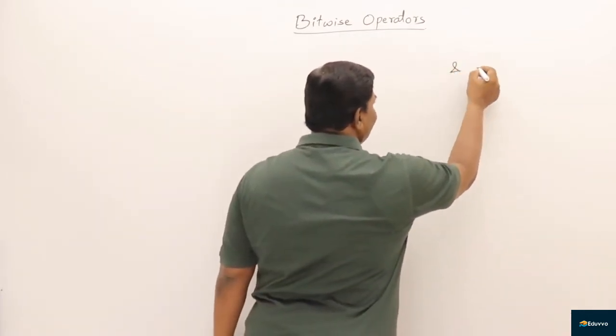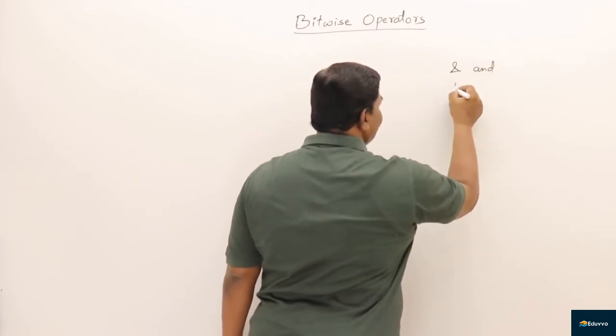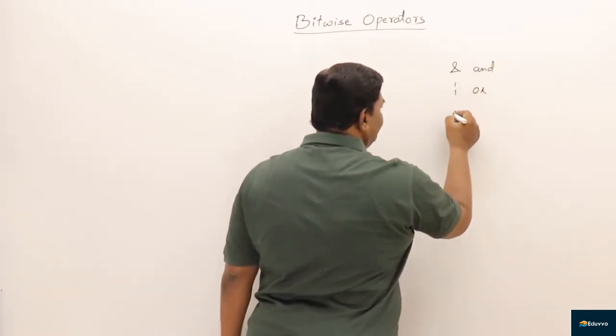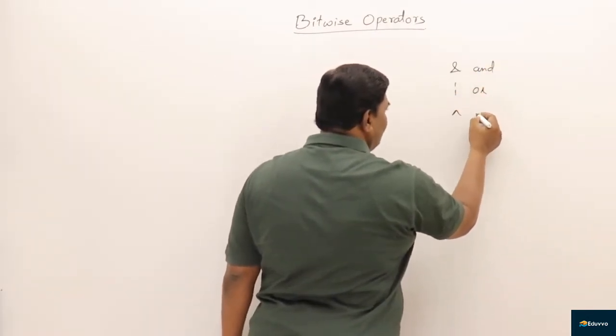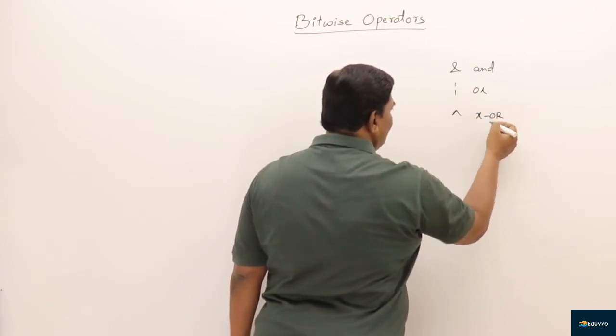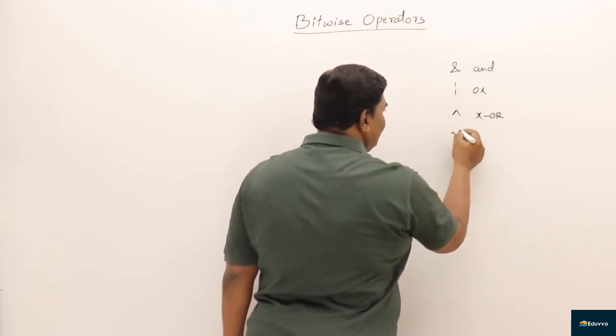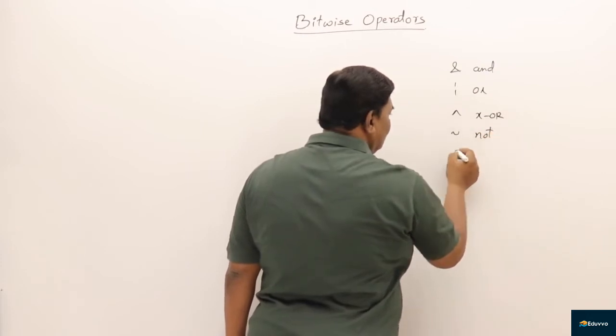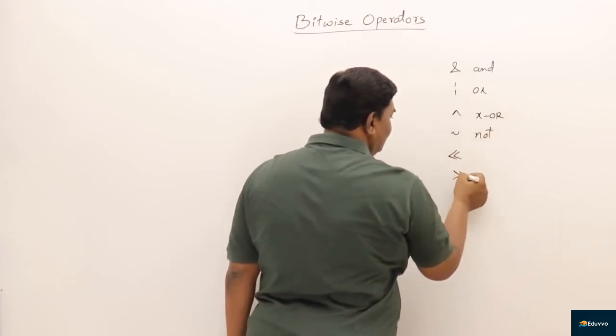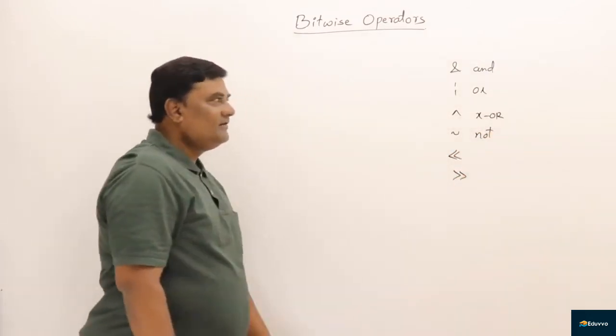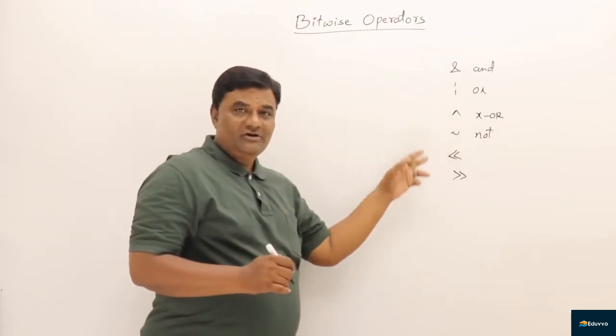See, bitwise AND, bitwise OR, and bitwise XOR, or XOR, and bitwise NOT, left shift and right shift. Let me quickly show you how these operations work.